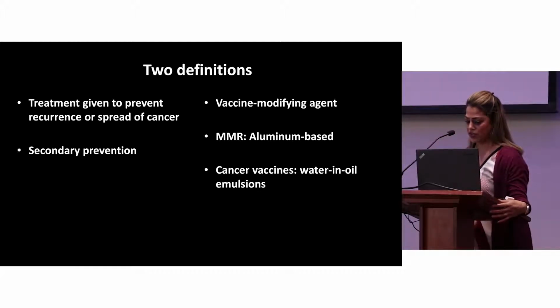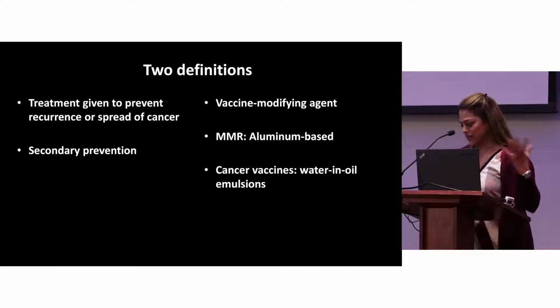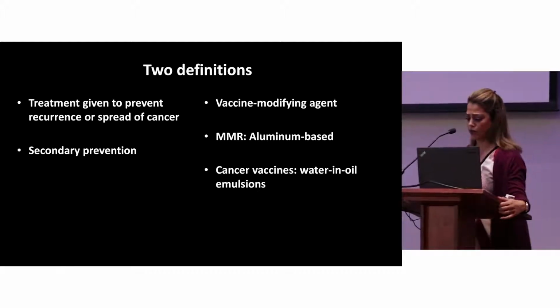So that's secondary prevention. But adjuvants also exist in the vaccine world. And so these are agents used to modify vaccines to either make them more stable, to make them more powerful at delivering their target molecule. And so when you think of the measles, mumps, rubella vaccine, the adjuvant in there is aluminum-based. And so that's been in the news the last couple of decades. And in cancer vaccines, we often use water and oil emulsions, though there are some other new kinds of adjuvants that can be used, toll-like receptors, et cetera. The most common ones in cancer vaccines are things called Montanide or Freund's, incomplete Freund's adjuvant.